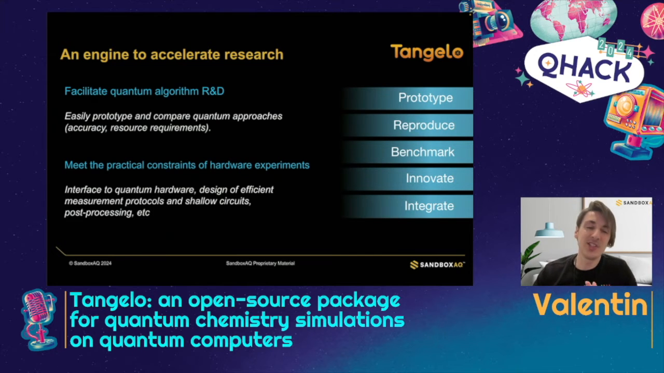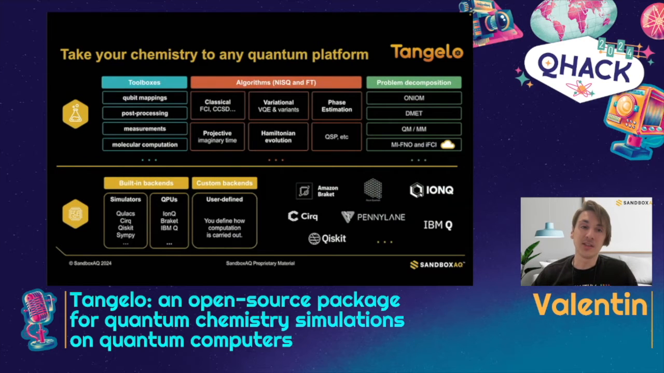Now, what does it look like? Well, basically, the idea of Tangelo is that we wanted to take chemistry to any quantum platform. For us, that was a requirement. If we wanted to do good chemistry, if we wanted to leverage all of these cool technologies that were emerging, we had to develop a library of toolboxes and algorithms that allow us to take interesting chemistry problems and then build something that could run on these many devices and simulators to study chemical systems.